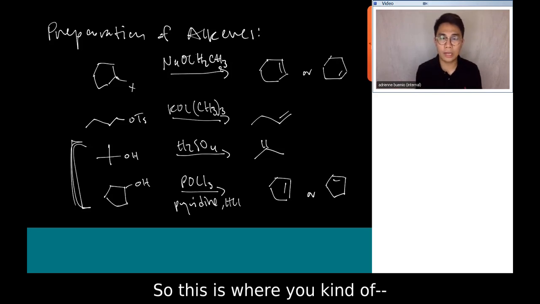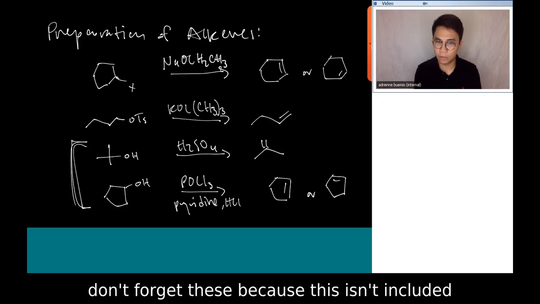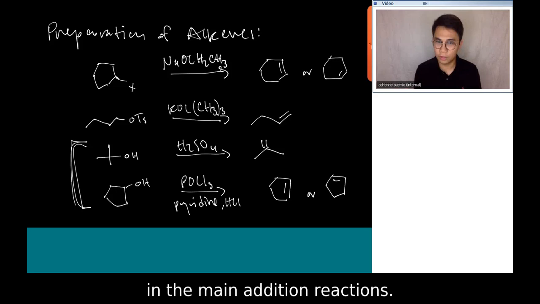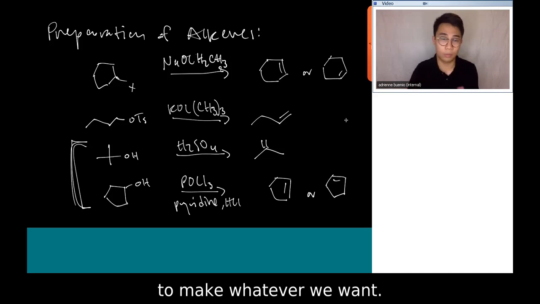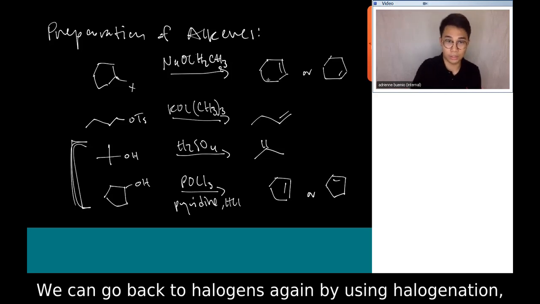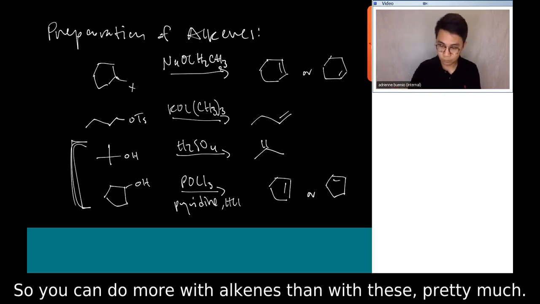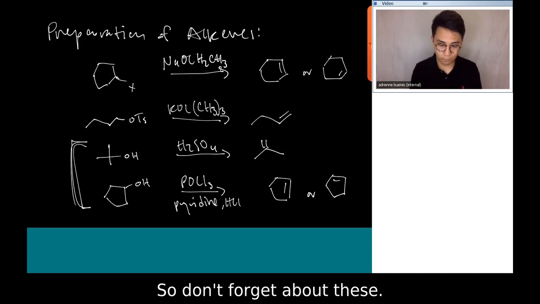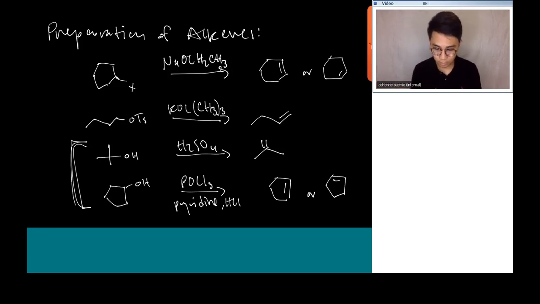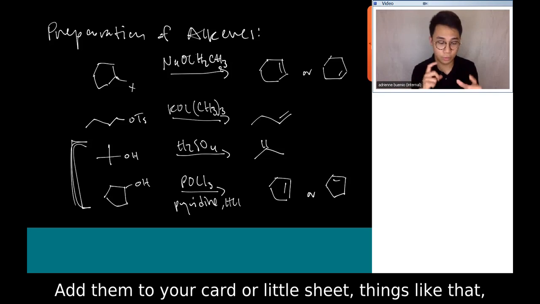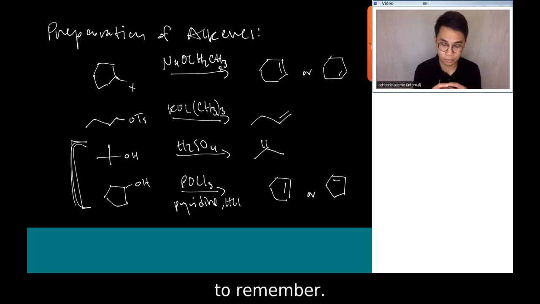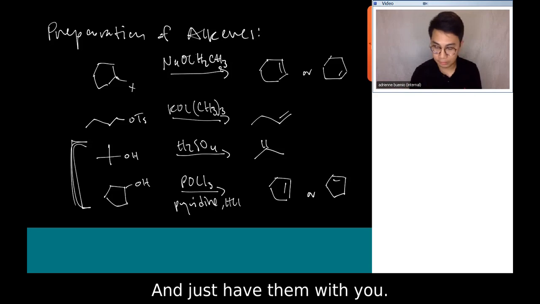This is where you shouldn't forget these, because this isn't included in the main addition reactions, right? This is preparing alkenes. So now we have alkenes. We can use our addition reactions to make whatever we want, right? We can go back to halogens again by using halogenation, things like that. So you can do more with alkenes than with these, pretty much, right? So don't forget about these. Add them to your card or little sheet to remember. And just have them with you.